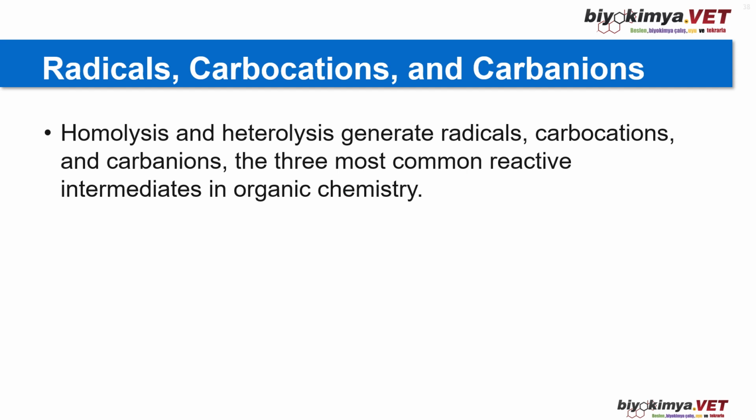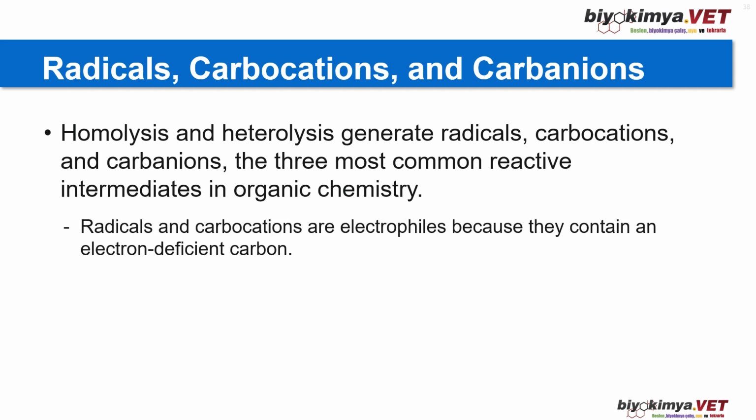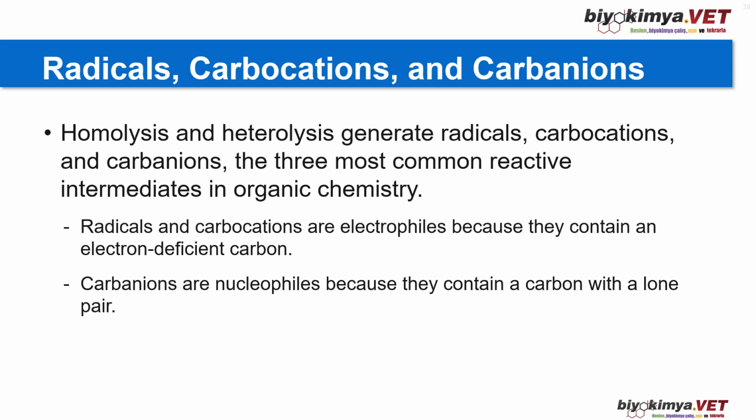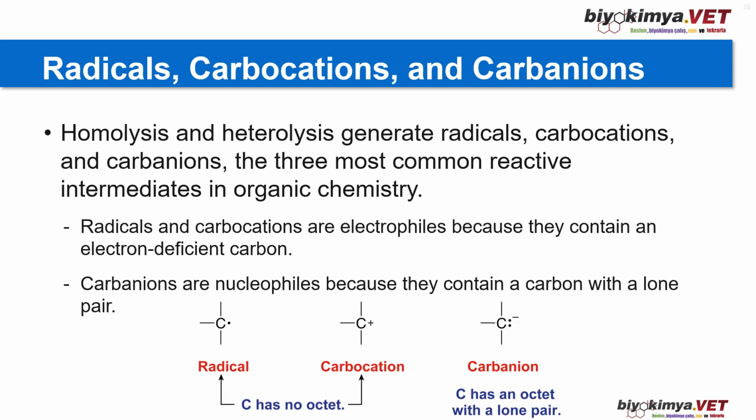Homolysis and heterolysis generate radicals, carbocations, and carbanions, the three most common reactive intermediates in organic chemistry. Radicals and carbocations are electrophiles because they contain an electron-deficient carbon. And carbanions are nucleophiles because they contain a carbon with a lone pair. Here the radical and carbocation have no octet, but the carbanion has an octet with a lone pair.